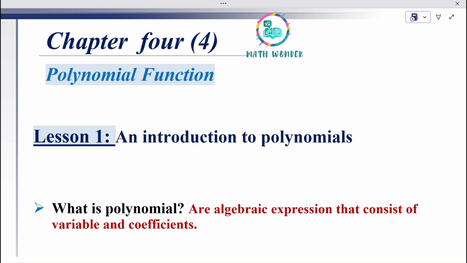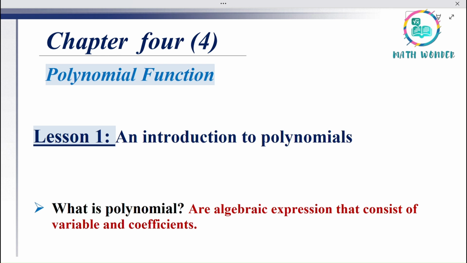Hello guys, this is the first lesson of chapter 4. As I told you from the first lesson, which is called Guide to Study, we will start from the second course. So the second course starts with chapter 4, and chapter 4 is all about polynomial functions. The first lesson is just an introduction to polynomials.